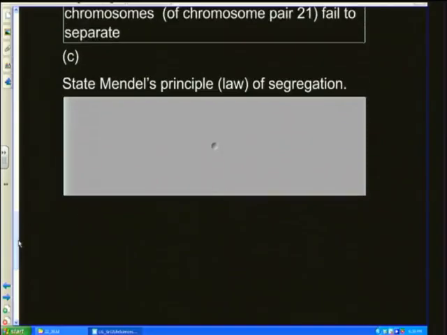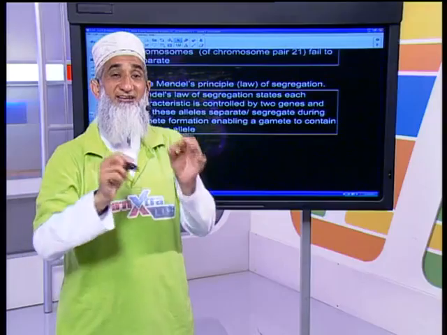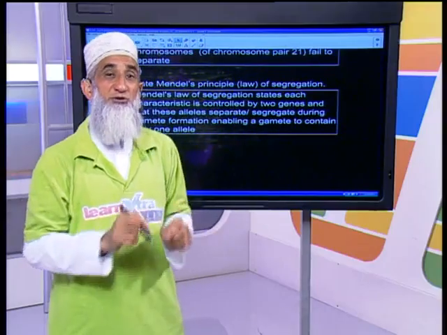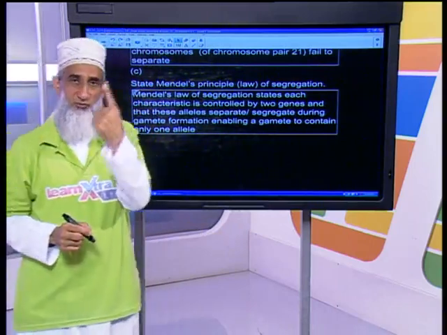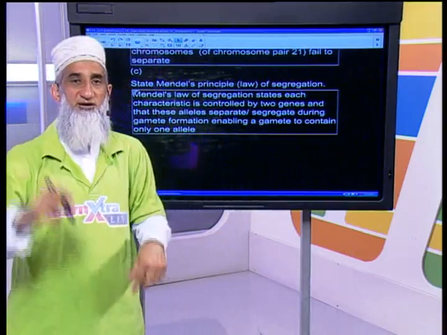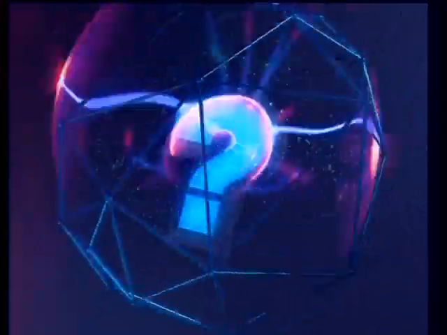State Mendel's principle of segregation. Mendel's law of segregation states that for each characteristic, there are 2 factors, and these 2 factors separate during gamete formation, enabling a gamete to contain only 1. So sperm will only have 1 of the factors, the egg will have the other one. When they come back together, the individual will have 2.